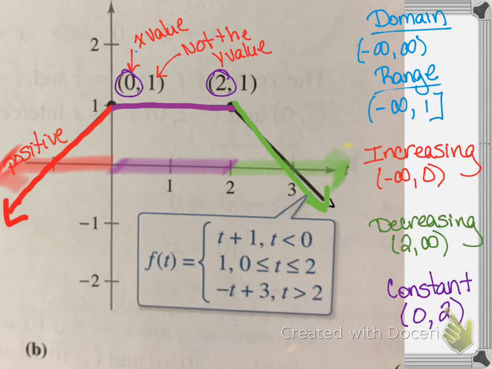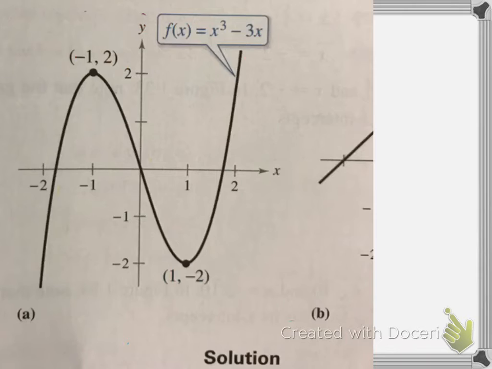I promise. Okay? So now we're going to look at another type of graph. It's not going to be a piecewise. Can I move off of this? Move off of this. Okay. Now we are going to talk about relative minimums and maximums. Okay? So for a relative minimum or a maximum, you are going to change direction. Change direction.